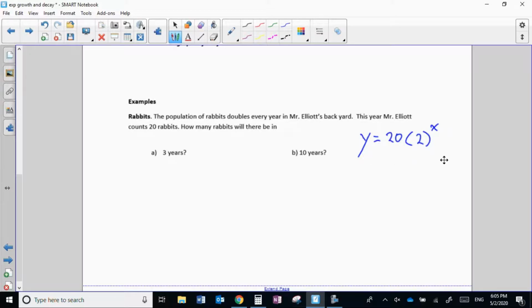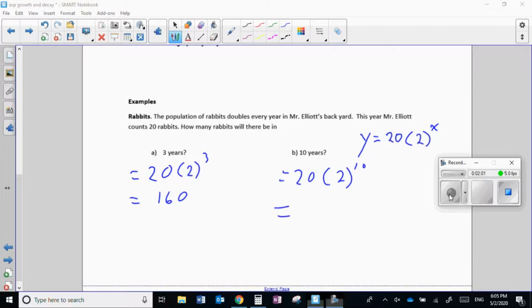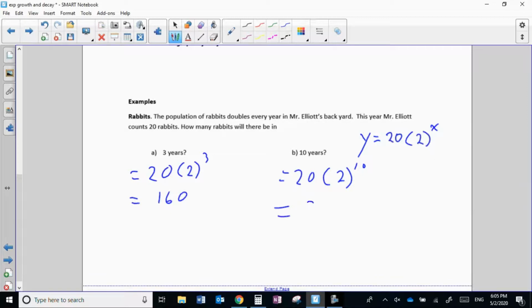So in 3 years, that answer is going to be 20 times 2 to the power of 3, which I believe is going to be 160. And in 10 years, it's going to be 20 times 2 to the power of 10, which is 20,480.